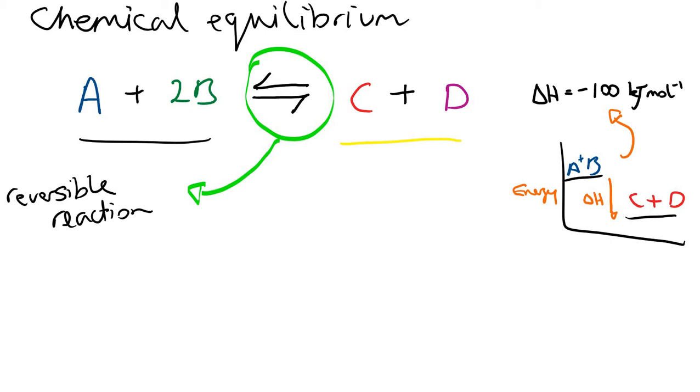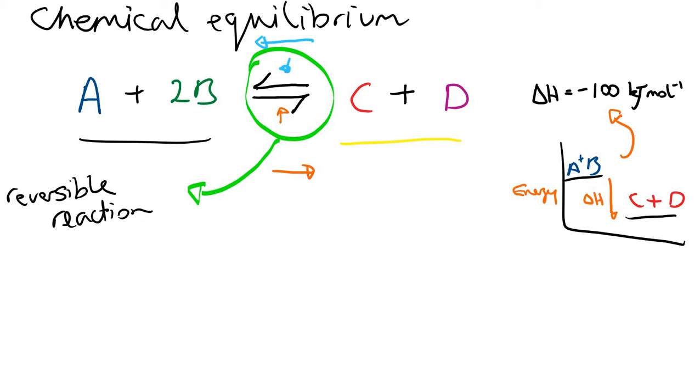We can look at A and 2B here as being reactants going to C and D as products, but what is also happening in this reaction is that C and D react to form A and 2B. So both are reactants and both are products, depending on which way you're looking at the reaction. The forward reaction is this way, denoted by this arrow here, and the backward reaction goes that way, denoted by that arrow here.